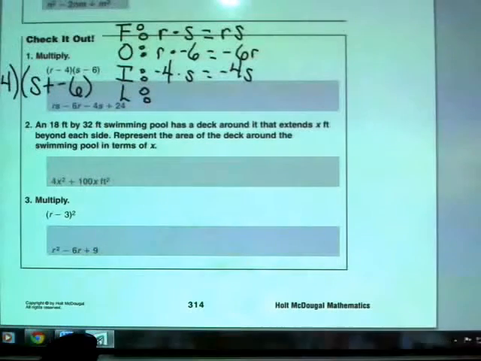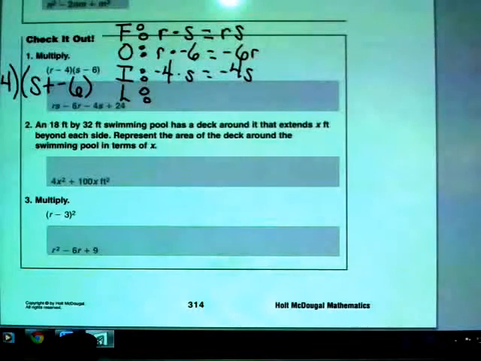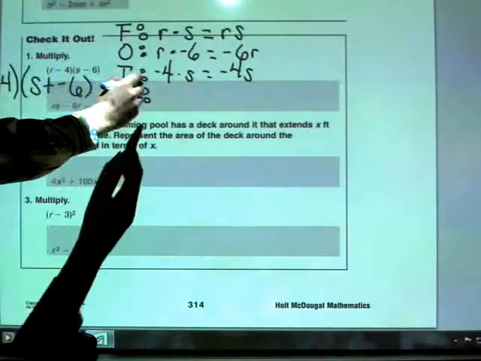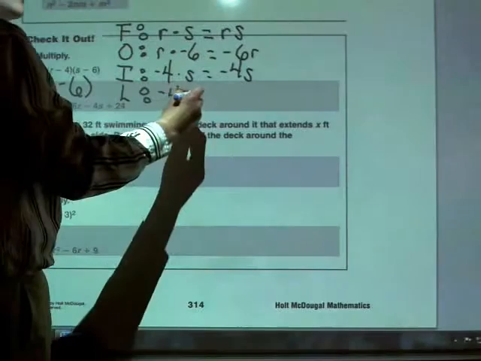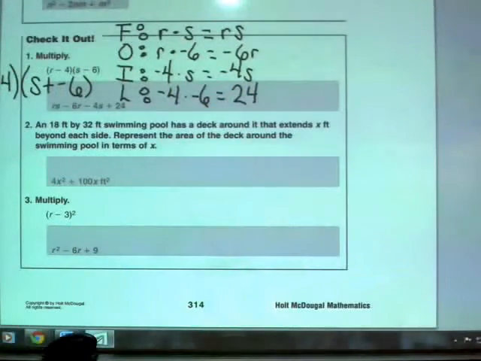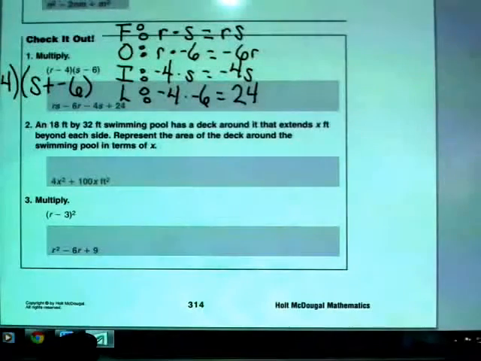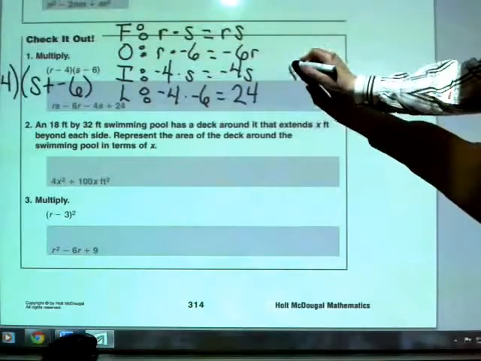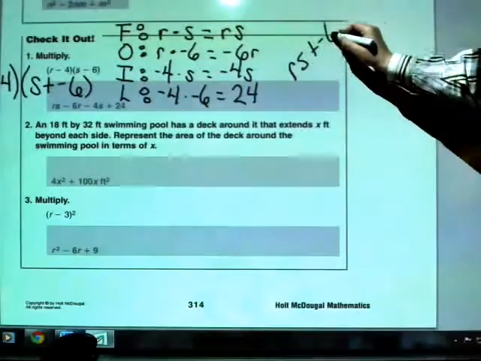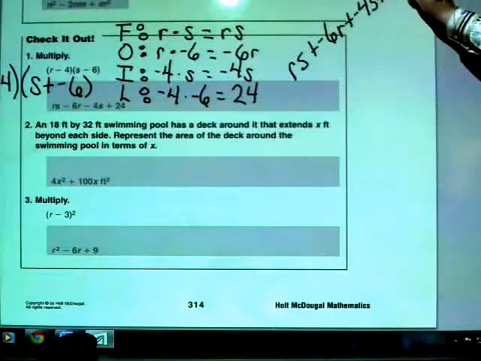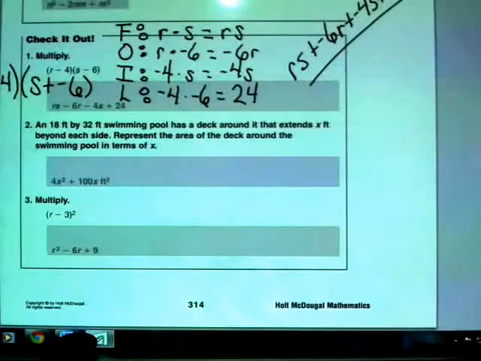And L is the last terms of the polynomial expression, the last term in each binomial. That's negative 4 and negative 6, which is going to give me positive 24. And now it's a matter of me just combining the F, the O, the I, and the L with addition signs between everything. And when I do that, that's going to give me rs plus negative 6r plus negative 4s plus 24. Again, it's just me combining all those with an addition sign.